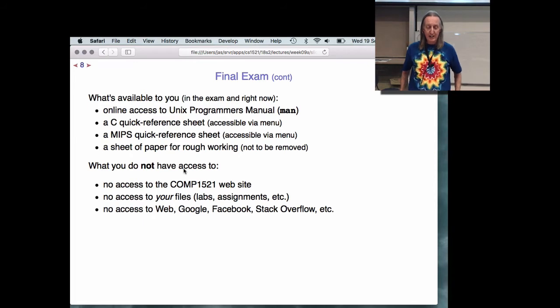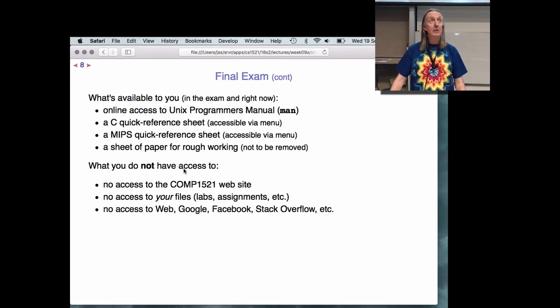Alright, so what do you get in the exam? You get access to the Unix Programs Manual, because you've got a shell, you can type man, so learn how to read manual entries would be a good idea, because we don't expect you to remember all of the order of the arguments in system calls. And one thing I never remember, fgets. I can never remember whether it leaves the newline character on the end or whether it doesn't. So I always have to do a man lookup to find out what it's actually doing.